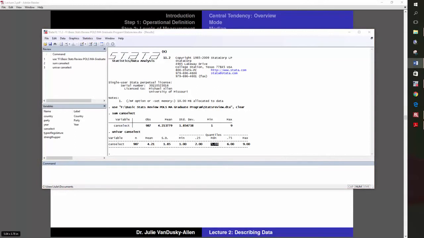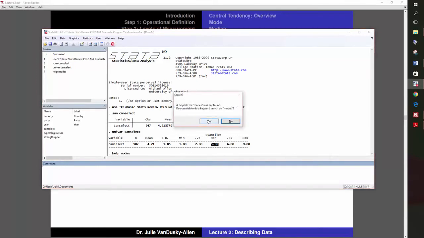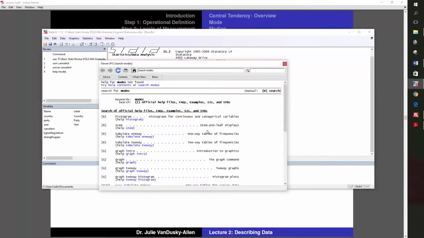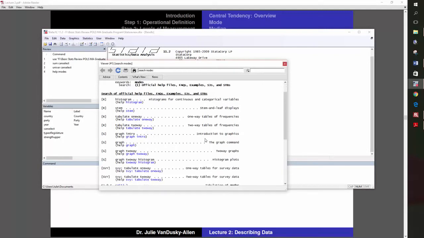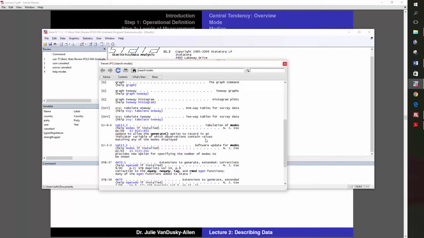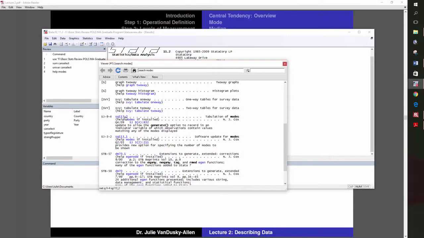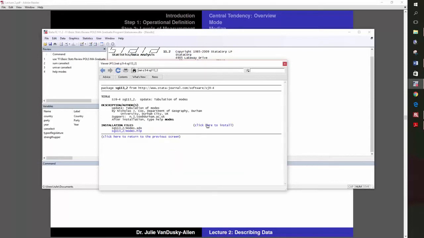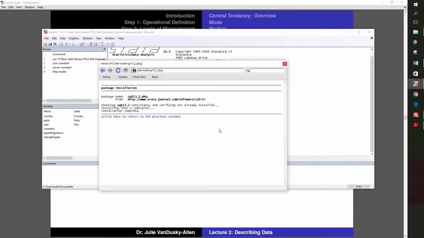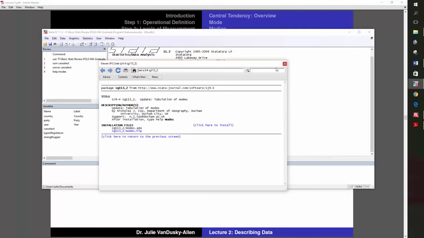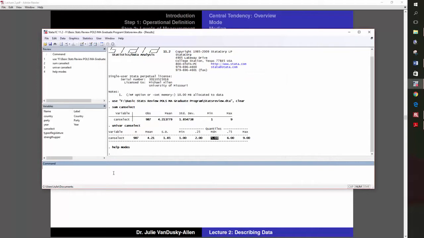Finding the mode in Stata is a bit tricky. You first have to install a program called modes. To install the program, you type in help modes into the command box and press enter. You click yes when the search box pops up, and you have to click on the correct file and install it. In this case, it is here. Okay. Now it is permanently installed in your Stata.